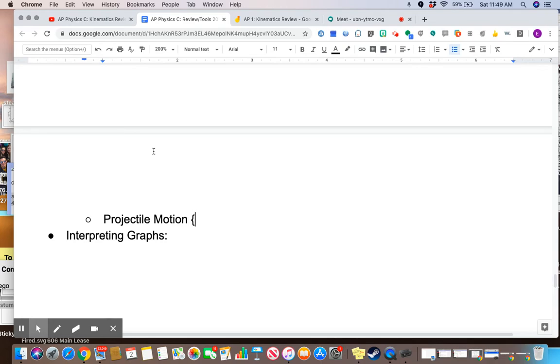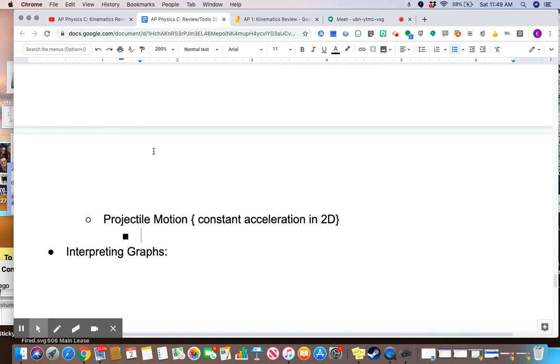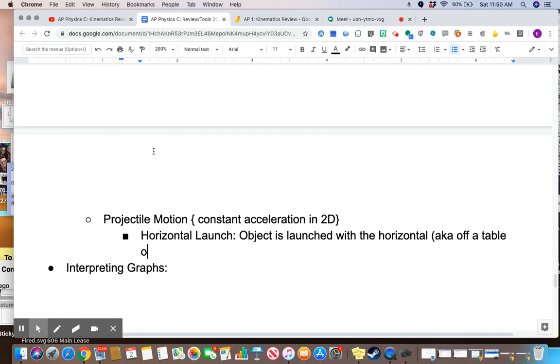All right, so now we're going to talk about constant acceleration in 2 dimensions, projectile motion. There are x and y components that are important. In projectile motion, we specifically concentrate on 2 types. We have horizontal launch, which means that the object is launched with the horizontal, usually off a table or some other flat surface.